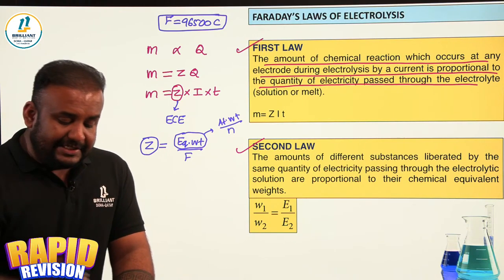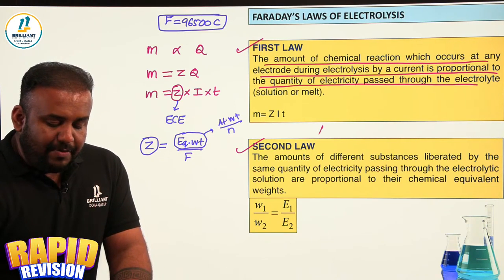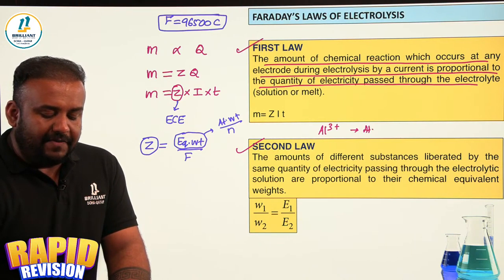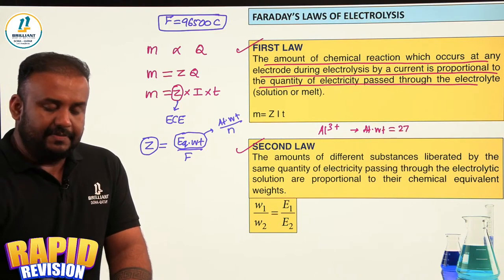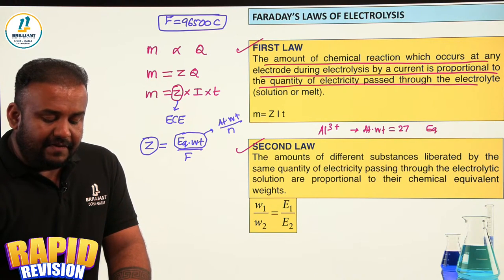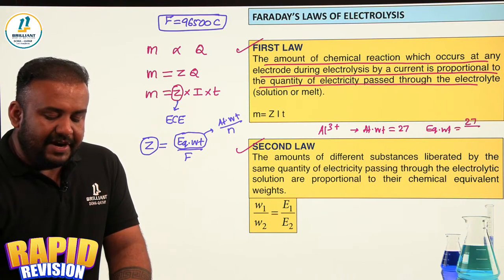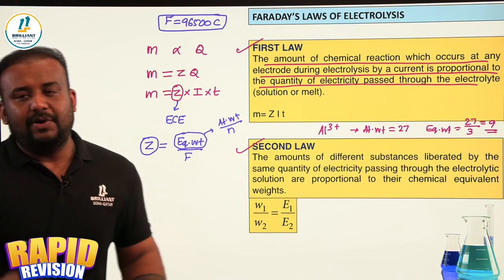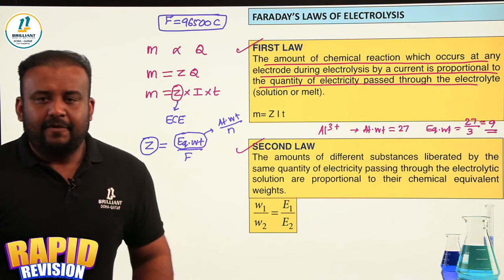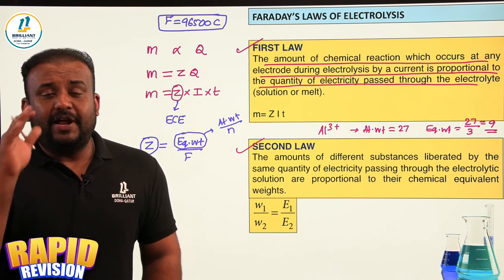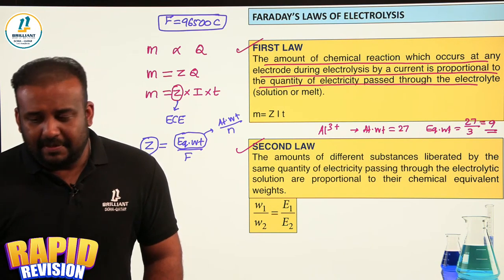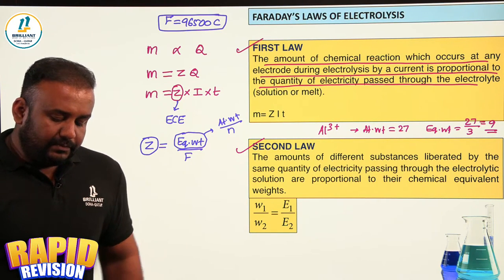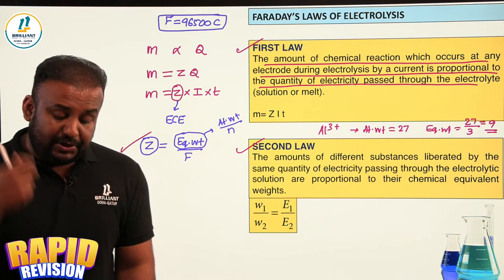I'll just simply show you an example of this. For example, aluminium ion, Al3+. If you take aluminium ion, you know that its atomic weight is 27, whereas its equivalent weight is going to be 27 divided by the cationic charge, which is 3, that is equal to 9. All of you understood how to calculate the equivalent weight? For example, sodium, Na+. For Na+, atomic weight and equivalent weight are the same. Is that clear to all? So sometimes a numerical may come based on the first law.